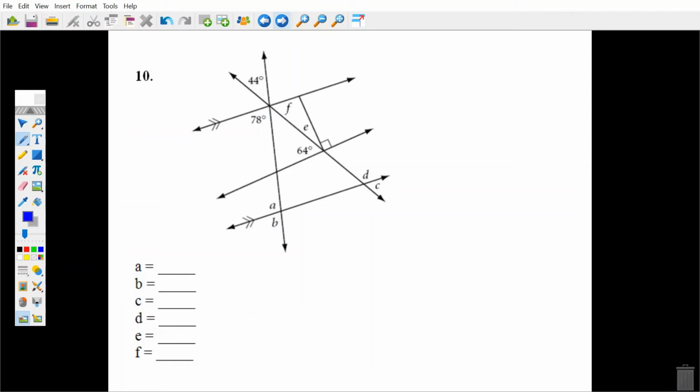All right, this diagram's a little bit bigger. We need to find the measures of A, B, C, D, E, and F. Please pause and try now. All right, the first one that I see is angle E here. These 3 angles make 180 degrees. So for E, I'm going to go 180 minus 90 minus 64. This will be 26 degrees.